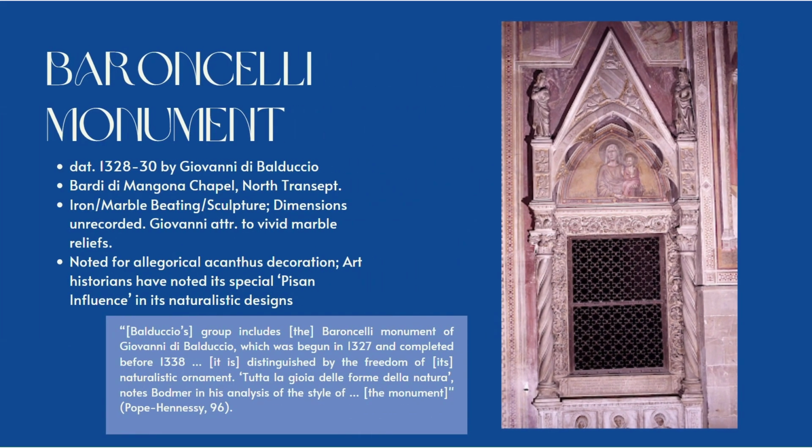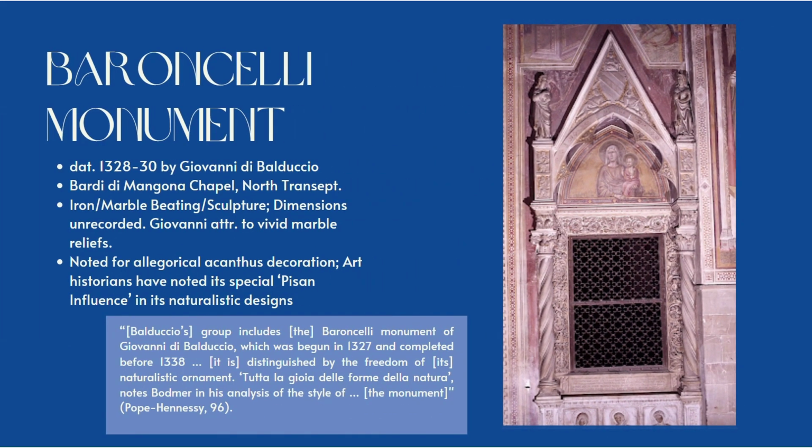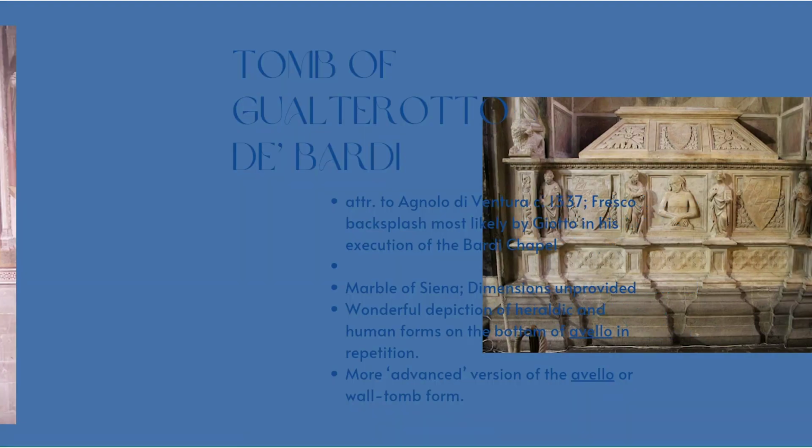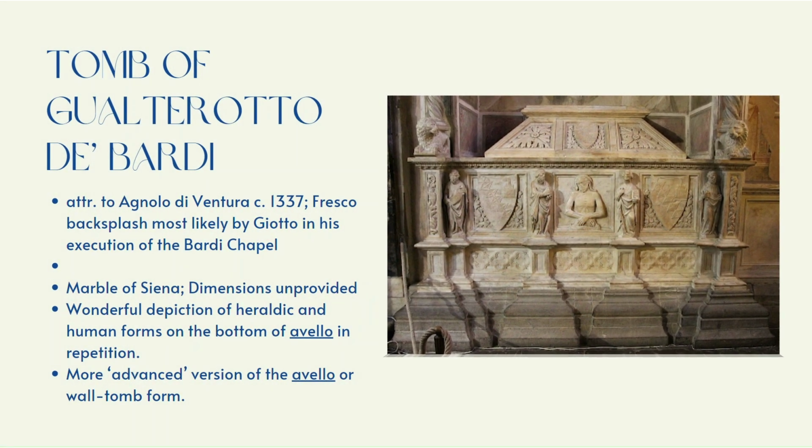So now we have our brother tombs, beginning with the Baroncelli monument, which is dated from 1328 to 1330 by Giovanni da Belgiuccio. It's in the Bardi di Milano chapel in the north transept, and it's made of a variety of materials. It's noted for its Gothic allegorical acanthus decoration and its Pisan influence. And we also have the tomb of Guattarotto de' Bardi. This is attributed to Agnolo da Ventura around 1337. The fresco backsplash is most likely by Giotto in his execution of the Bardi Chapel. It's made of marble of Siena, and it's wonderful in its depiction of heraldic and human forms in the bottom of the Avello in repetition.